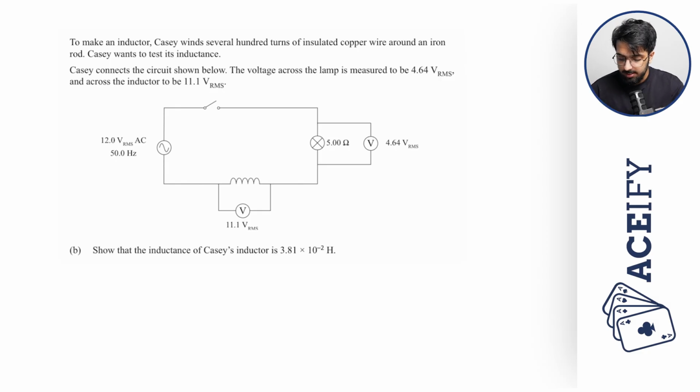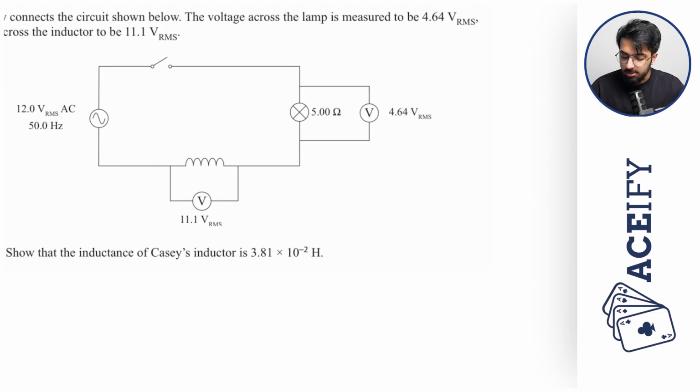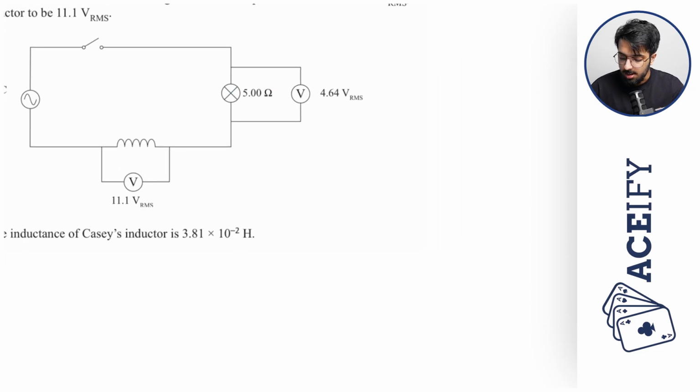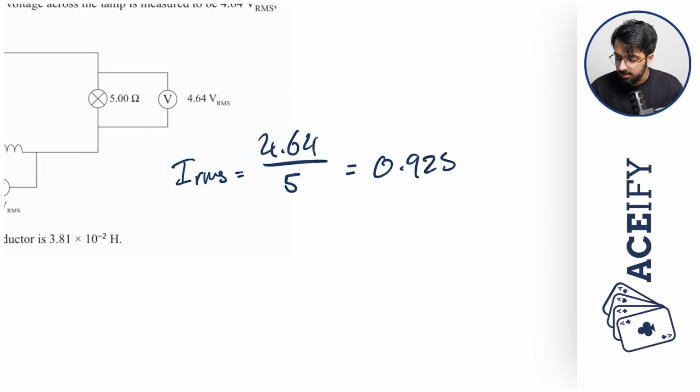Alright, so as this is an AC circuit, we know that the current at all points throughout the circuit is going to be the same at any given time. And so to find the current throughout the circuit, we can find the current through this lamp, because we're given the voltage across the lamp and the resistance of that lamp. And so the IRMS is equal to the VRMS of the lamp, which is given as 4.64, divided by its resistance, which is equal to 5, and this gives a value of 0.928 amps.